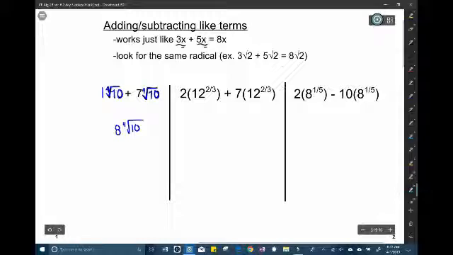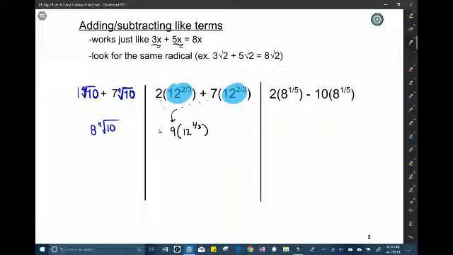Again, we have similar fractional exponents here: 12 to the 2/3 and another 12 to the 2/3. In that case, we are going to have 7 plus 2, which is 8 times 12 to the 2/3. 8, what are you doing? It's 9. 2 plus 7 is 9. Okay, 9 times 12 to the 2/3.